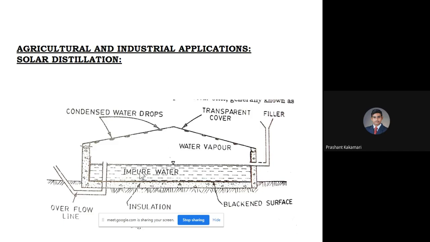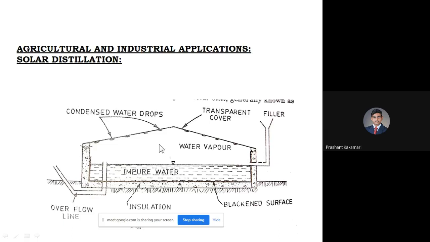And at the top, we'll have transparent covers which can collect the vapors of the water once it is started with the solar radiation. So solar radiation can pass through these transparent covers. Inside, the black surface will absorb the maximum heat, and from that black surface the water temperature can be increased and part of the water can be vaporized.